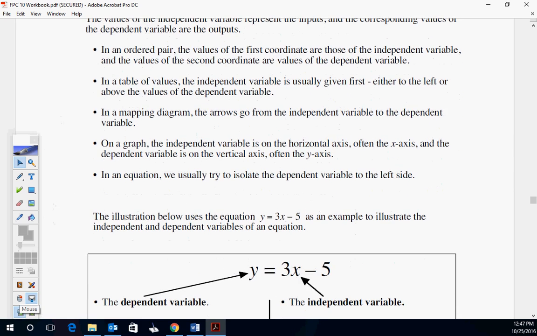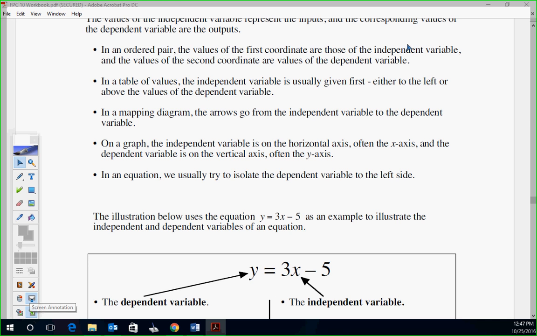All right, so this is again just talking about everything we just talked about. In an ordered pair, the values of the first coordinate are independent. Values of the second coordinate are dependent. Like I said, we're going to label these as x and y just to get used to it, okay? So independent is your x. Dependent is your y.